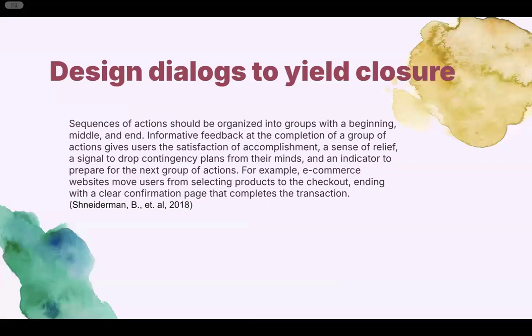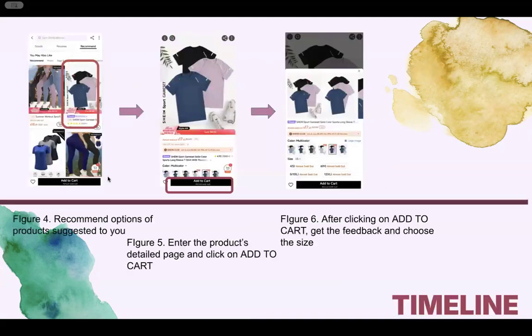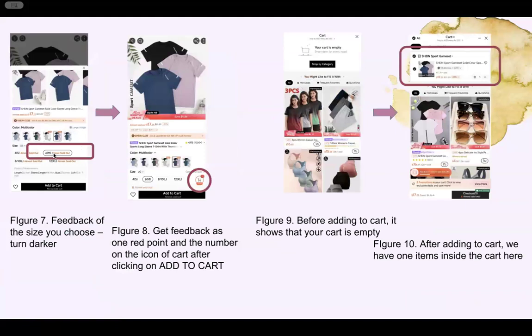For example, e-commerce websites move users from selecting products to the checkout and ending with a clear confirmation page that completes the transaction. Here's an example. In this recommend page, if we want to choose a product like this one, we go into the detailed page of it and check out what the product looks like, and we think this is great, and we click add to cart. Then it will go to this detailed information page that is the feedback of the previous option, and then we can choose the size here. For example, we want to choose the middle one.